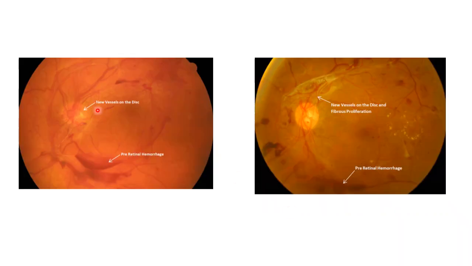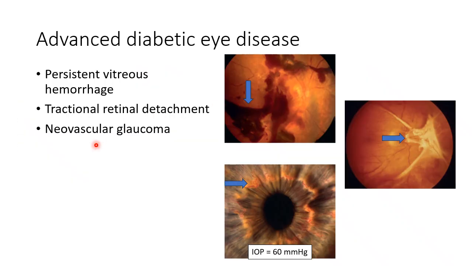Again, a picture of new vessels on the disc, and these vessels have bled and caused a preretinal hemorrhage, which you can see as having a boat shape. Then new vessels on the disc and fibrous proliferation. This fibrous proliferation tends to grow into the retina, into the vitreous, and it tends to pull the retina, causing tractional retinal detachments. So the fallout of PDR is advanced diabetic eye disease, where there will be persistent vitreous hemorrhage.